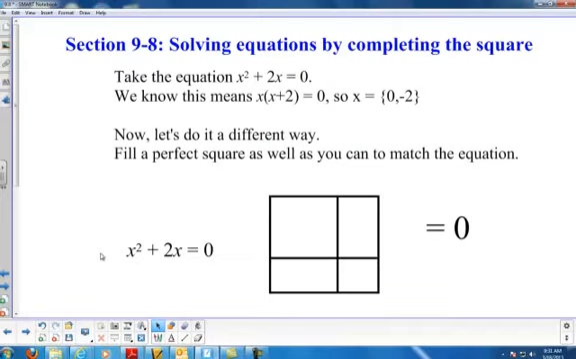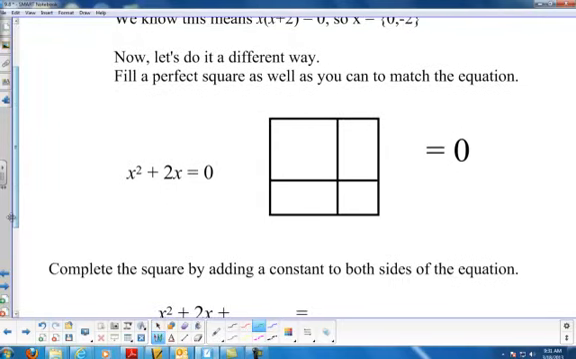x squared plus 2x equals 0. And we're going to think about this a little bit different way. If I have an x squared here, if 2x is going to be the same exact number, that means that each of these are going to have to be a 1x. So I'm thinking I need x plus 1 squared, which means this last square is going to be a 1, because this would FOIL out to x squared plus 2x plus 1.